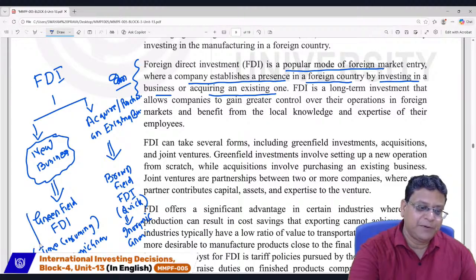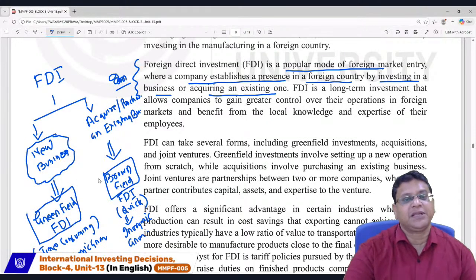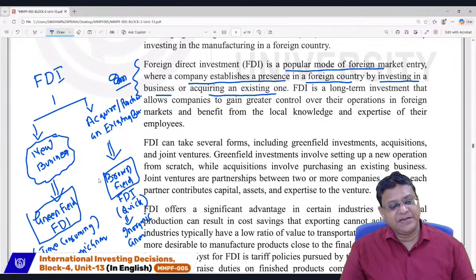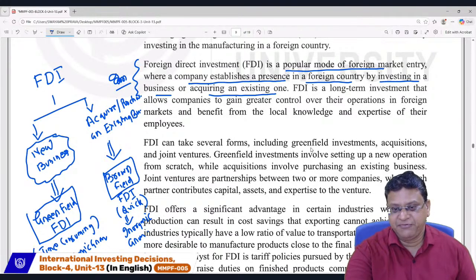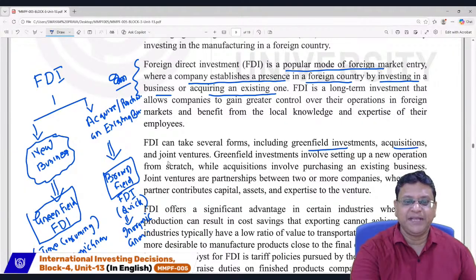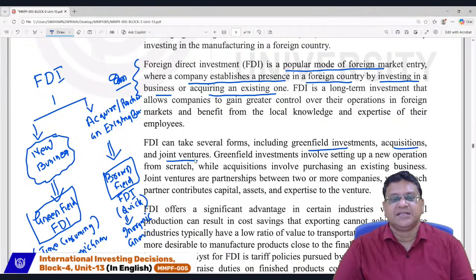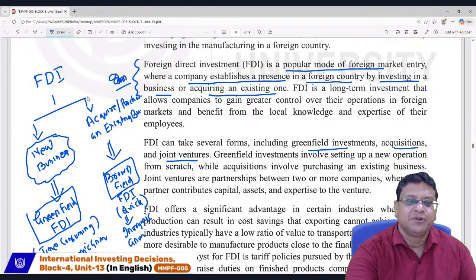So there can be two types of FDI: greenfield FDI and brownfield FDI. Am I clear? FDI may be greenfield or brownfield, or it can be by way of JV. JV means joint venture. There can be another type of FDI, that is through JV, joint venture mode.